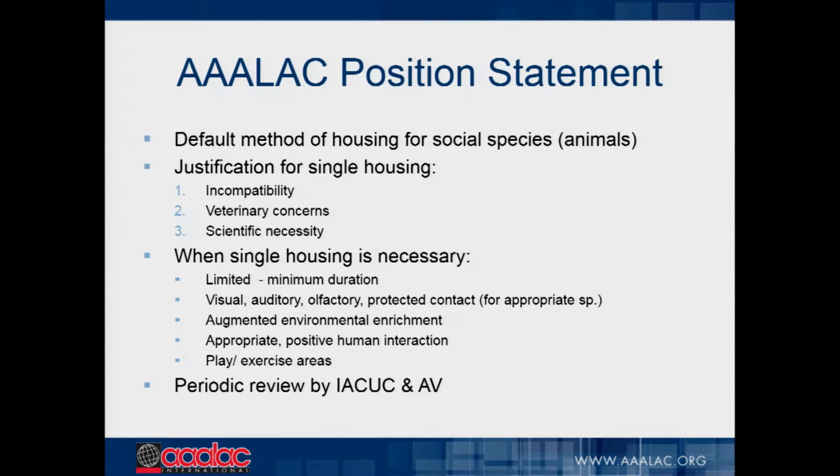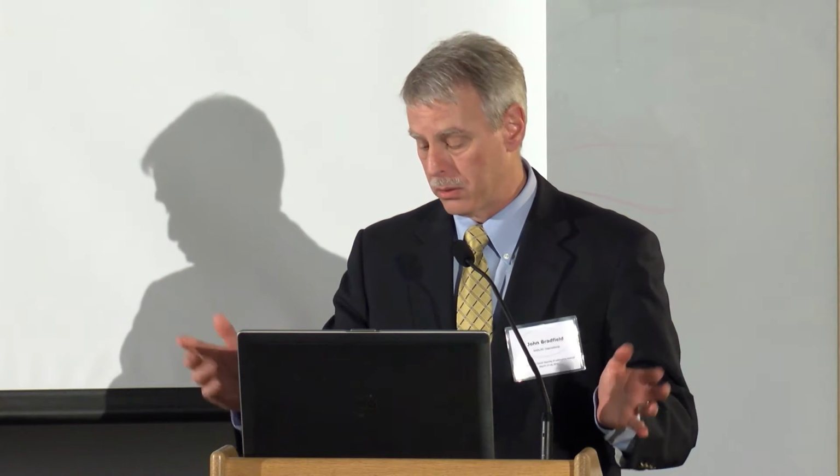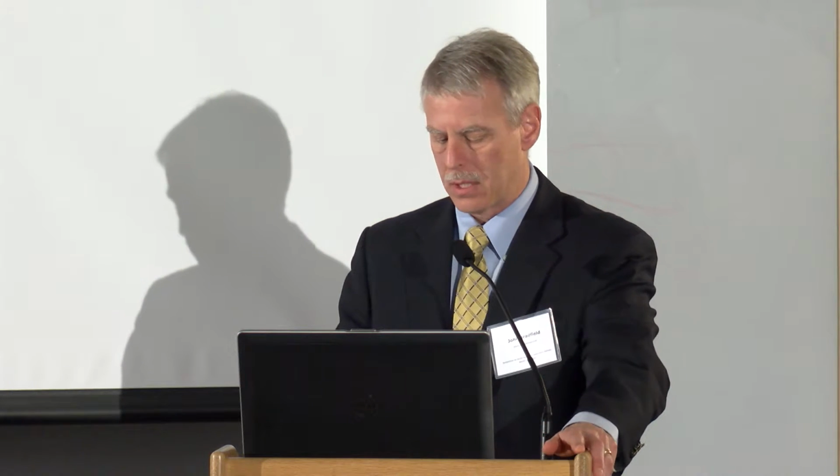And again, Pat did a good job of explaining this. This language comes right out of the guide. They're either incompatible, there's veterinary concerns, or there's scientific necessity that dictates their individual housing. And when single housing is necessary, there are other things that we think you should do in order to make their housing conditions as social as possible, given that they're not together full-time 24/7. And individually housed animals should get periodic review by the attending veterinarian and the IACUC. How are they doing? Do we still need to house them individually? How is this going? The periodicity is up to you, but that was an obvious intent of the council.